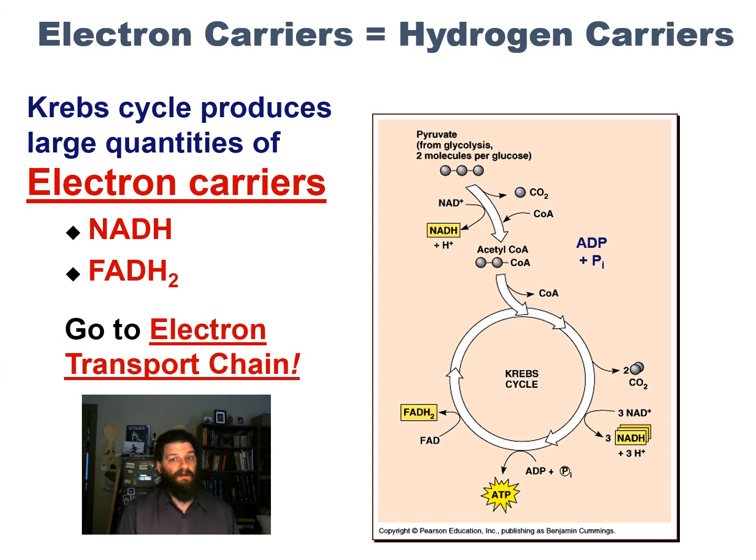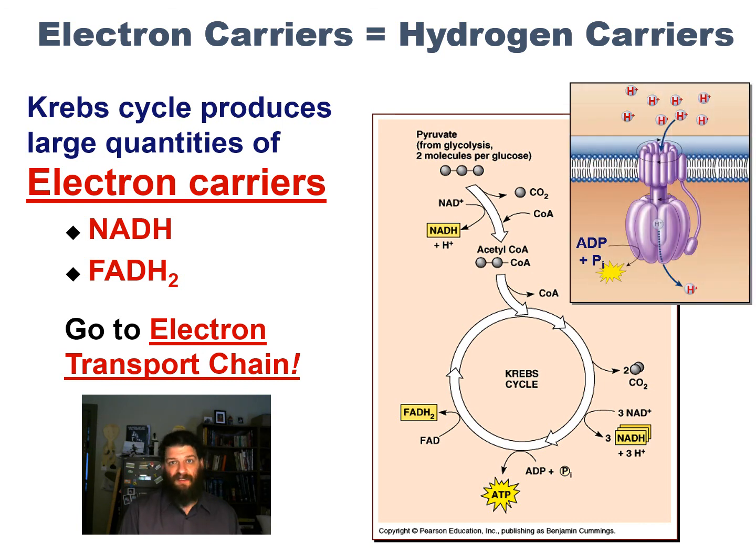And those are going to go, like I said, to the electron transport chain. It's in the electron transport chain that we meet our friend ATP synthase, which is going to do the big job of making a whole lot more ATP than either the Krebs cycle or glycolysis are doing.